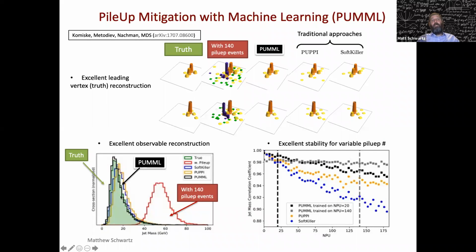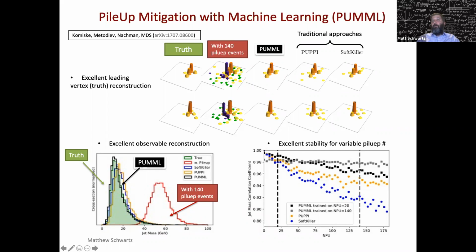So what you see is this, and you're trying to regress it down to this truth information here. And Pummel does really well. The truth is the green, and what Pummel gets is the black. So you get almost exactly the right truth level information, even though the actual data looks like this using Pummel. It's also remarkably insensitive to the number of pileup events.